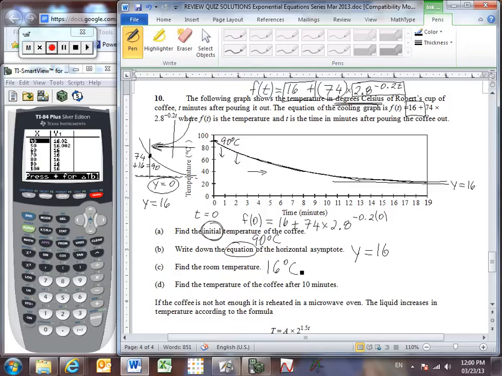Part D, what's the temperature of the coffee after 10 minutes? So let's substitute in t equals 10. So our function, our temperature after 10 minutes, is 16 plus 74 times 2.8 to the power of negative 0.2 times 10.